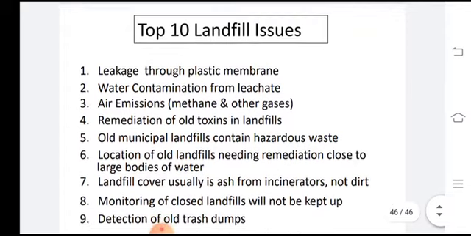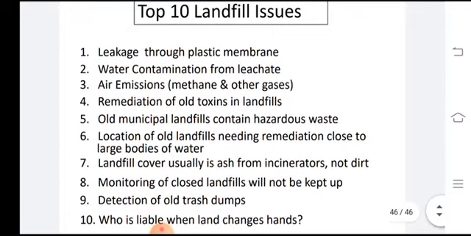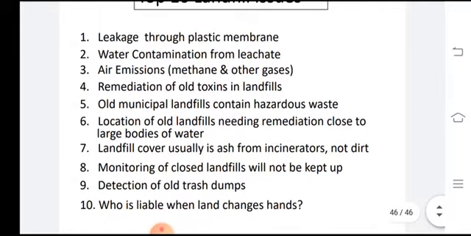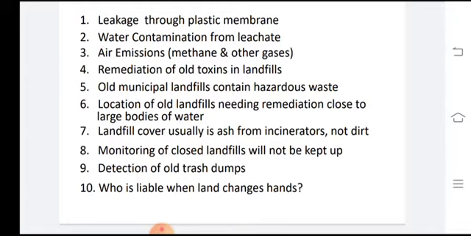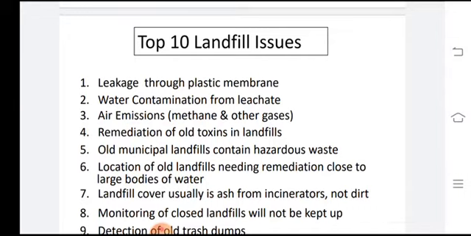So, top 10 landfill issues: leakage, water contamination, air emission, remediation of old toxins, and old municipal landfills containing hazardous waste, location of old landfills needing remediation, landfill and cover, monitoring of closed landfills not being kept up, detection of old trash. These are the important issues which will be talked about in our next lecture, in which we will be purely talking about the sanitary landfills and their designing.